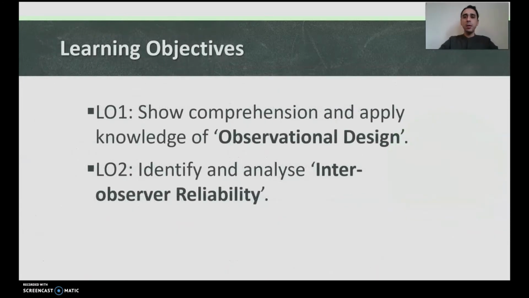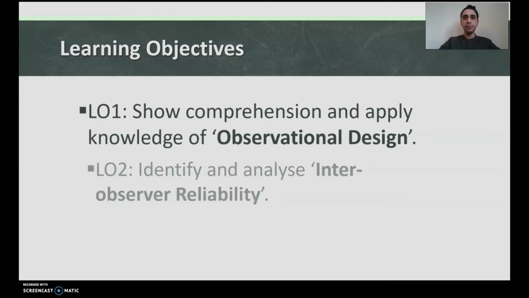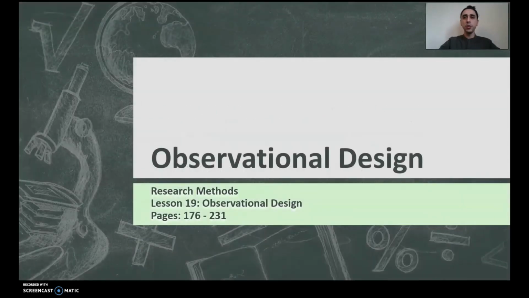There we go. Let's have a look at our learning objectives for today. Show comprehension and apply knowledge of observational design. And then learning objective 2, identify and analyze inter-observer reliability or inter-rater reliability as it's sometimes known. Let's have a look. Observational design.